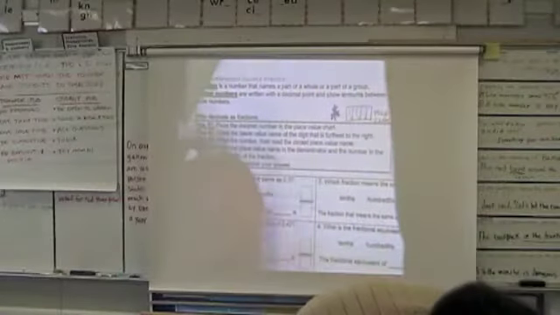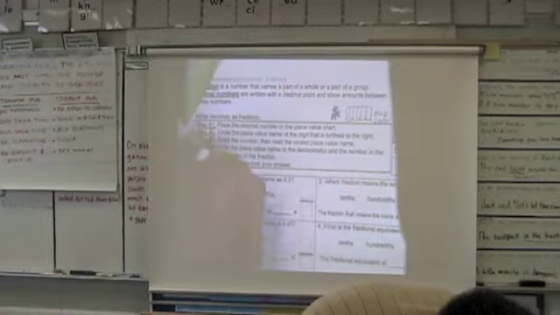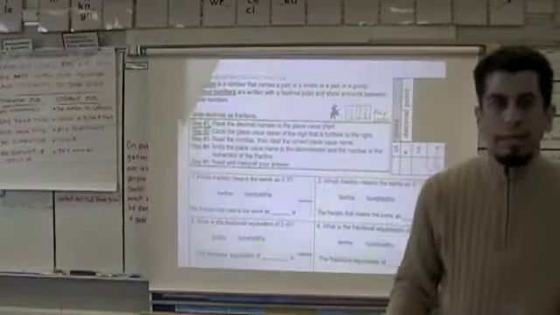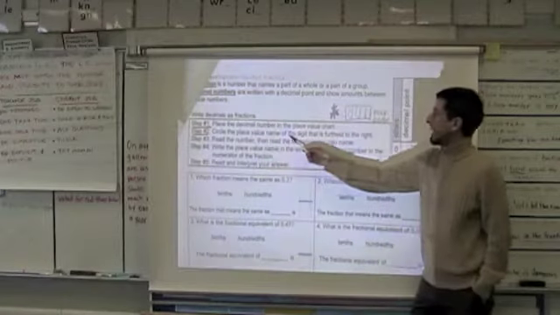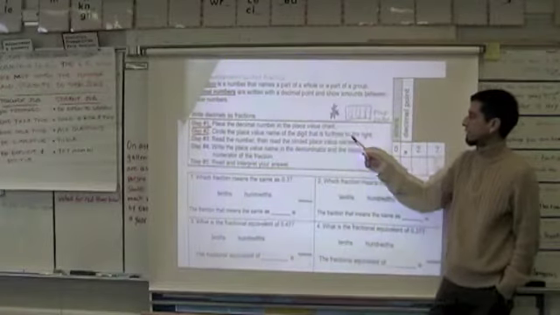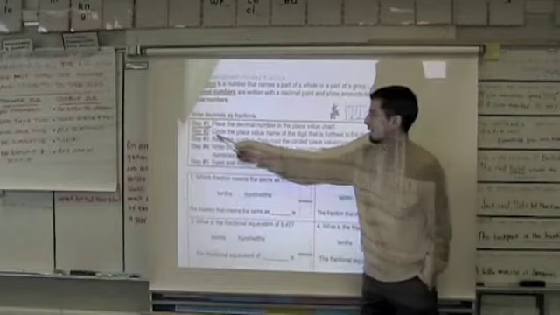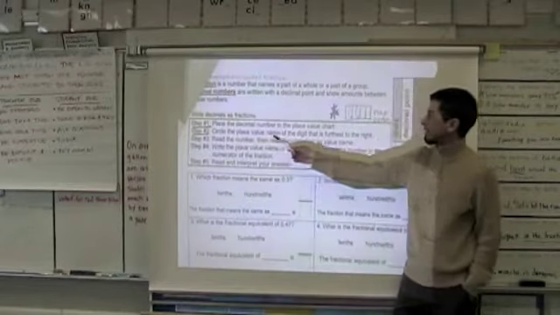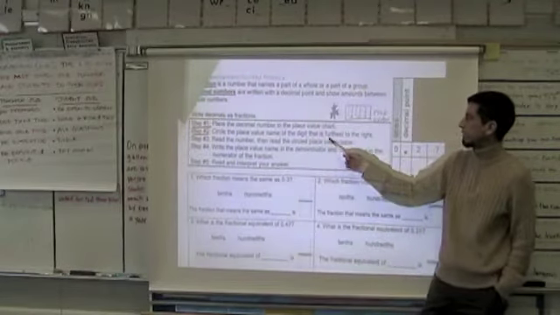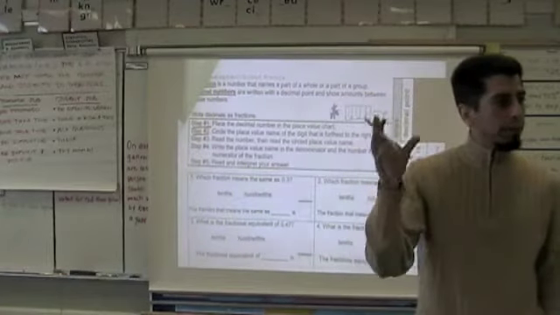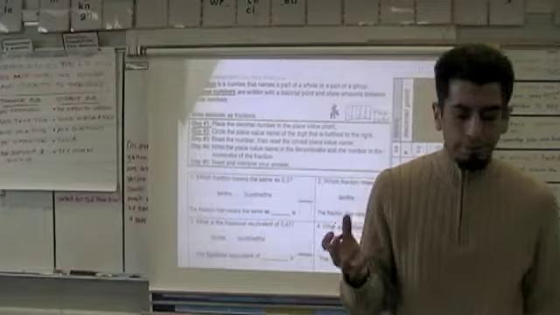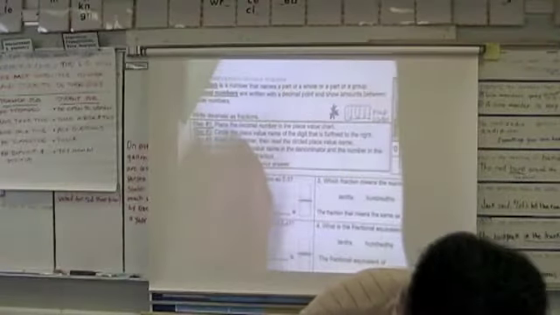Okay. Step number 2. Underline step number 2. I'm going to read to you. You're going to read with me. Circle the place value name of the digit that is furthest to the right. Thank you for reading with me. Remember, that's how we're going to find our denominator, by figuring out the place value furthest to the right.